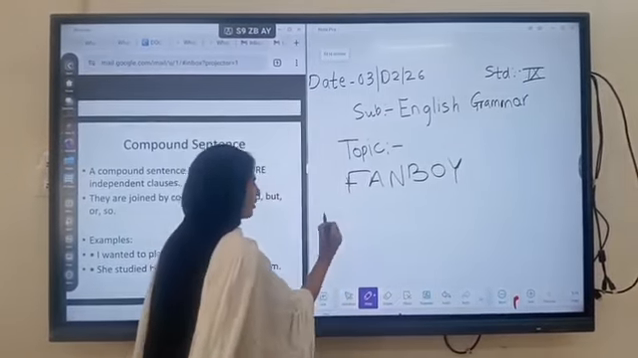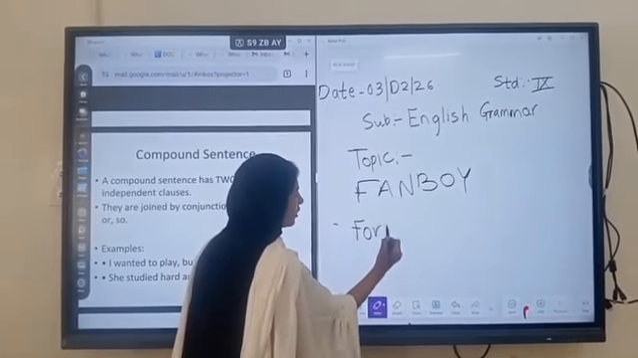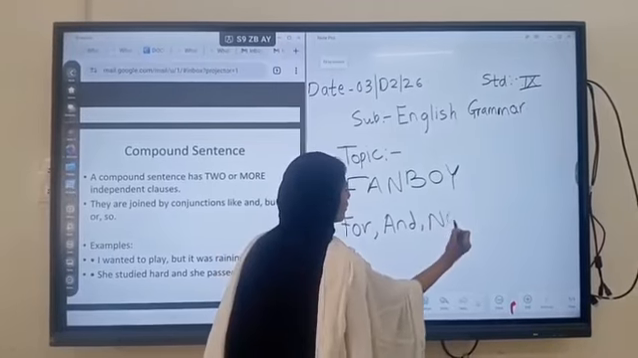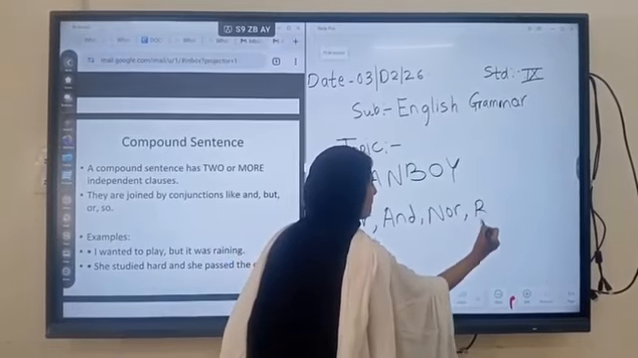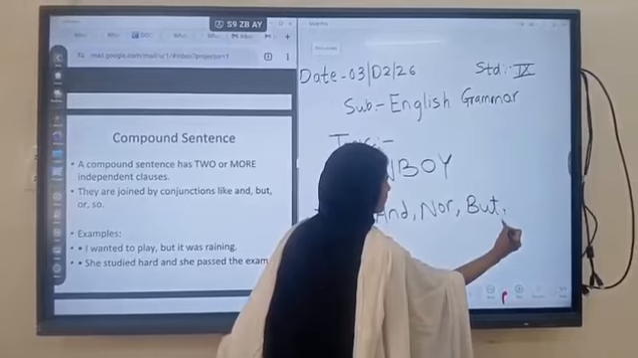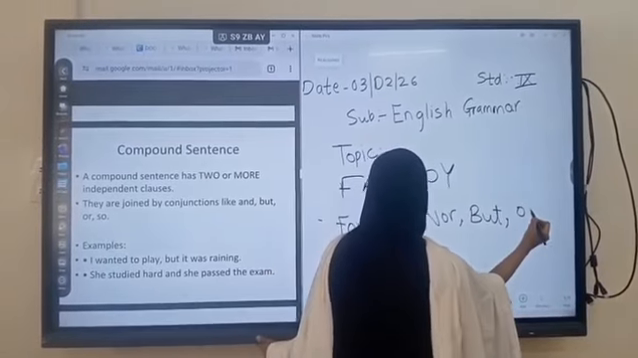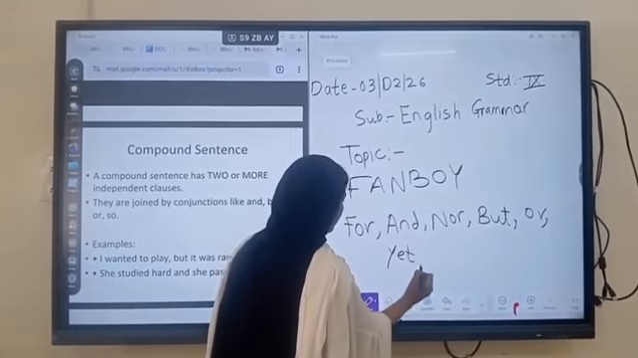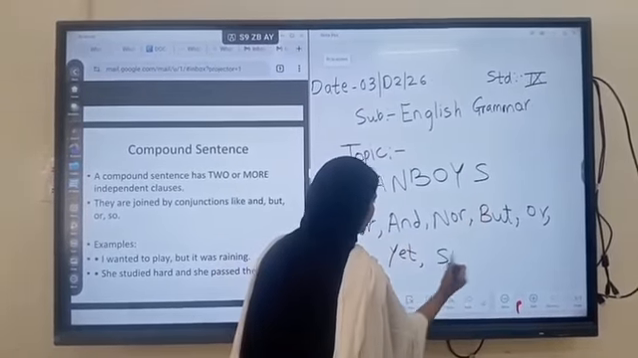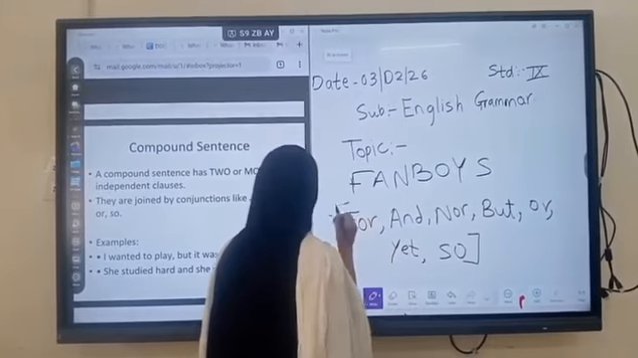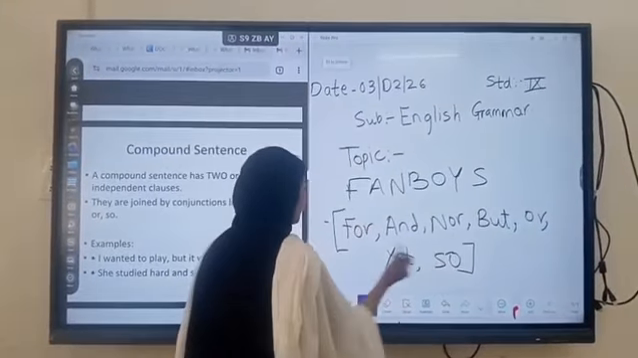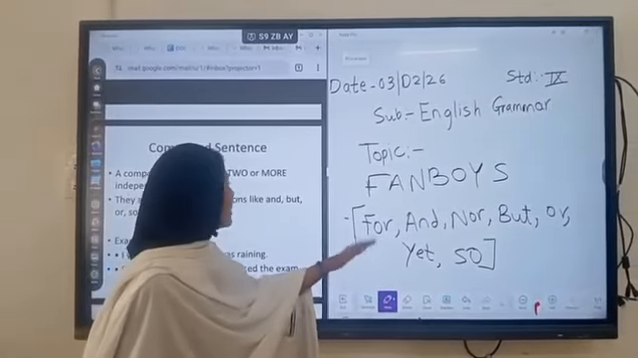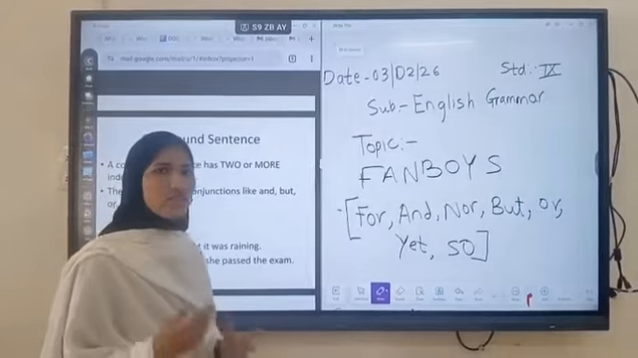This is a conjunction. For, and, nor, but, or, yet, and so. These are the conjunctions that join the two independent sentences together.